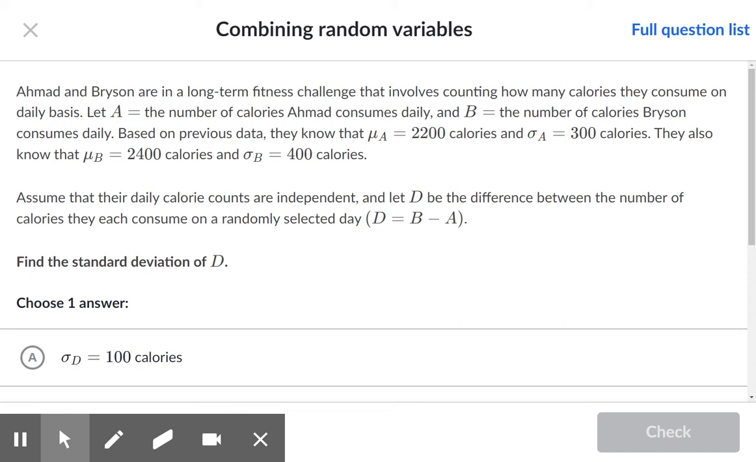So if you cannot subtract, what can you do? You have this new thing that you need to consider. It's called variance.